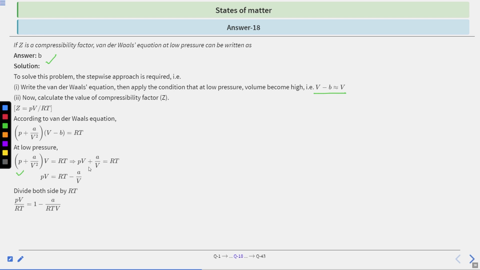So at low pressure, this equation will become this, P will be neglected here, and on multiplying V inside the bracket, we get PV plus a by V equals RT, or PV equals RT minus a by V. And dividing both sides by RT, we get PV by RT, that is Z, will be equal to 1 minus a upon RTV.